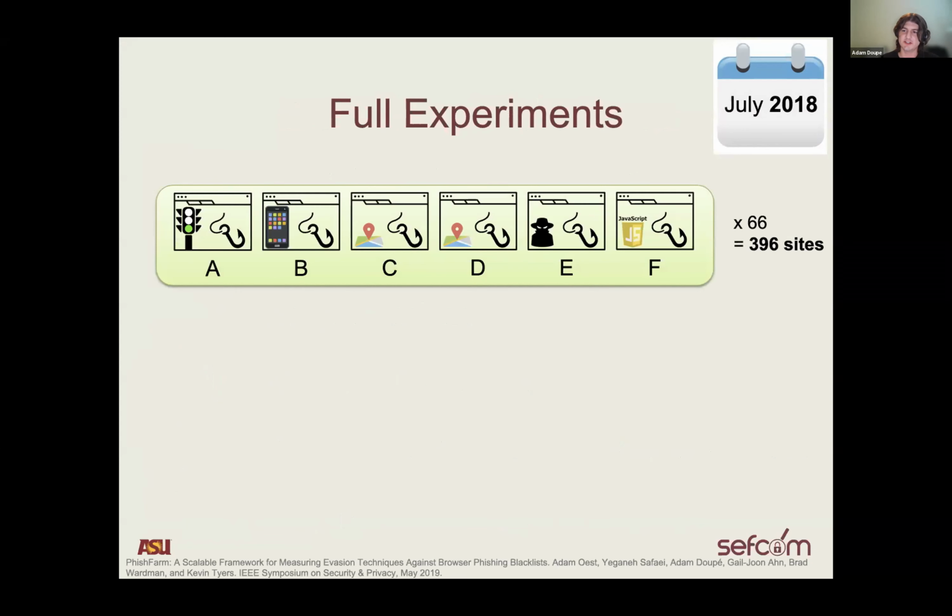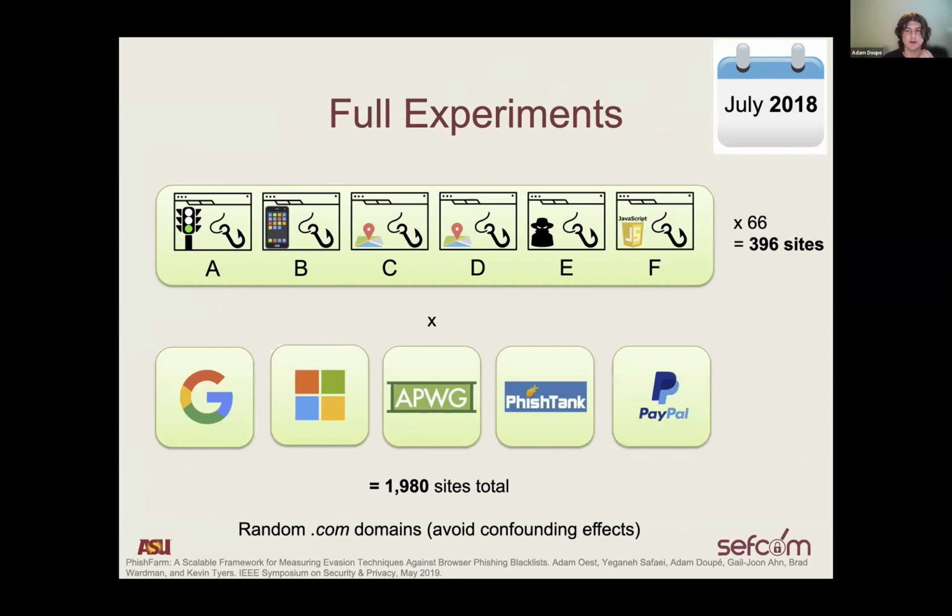So we ran these full experiments in July 2018. Each of these categories, A through F, had 66 sites in them. I really hope that math checks up. And then what we would do is report those sites to different phishing reporting places: Google, Microsoft, APWG, PhishTank, and PayPal's internal reporting. The other thing we did here is use random .com domain names so that the sites wouldn't be biased if a website had the name PayPal in the domain name or in the URL. And this allows us to try to remove any confounding effects.